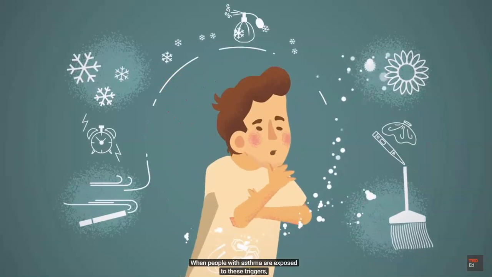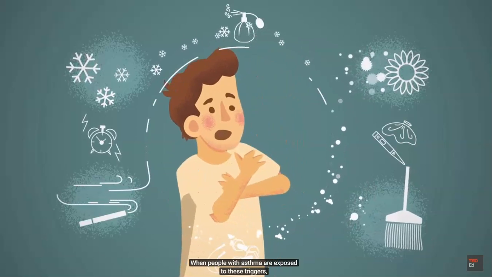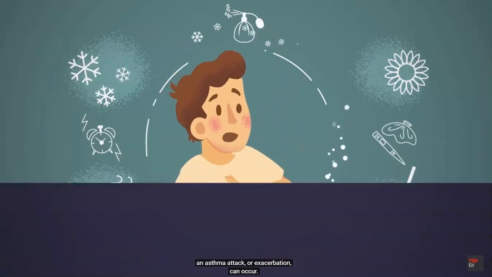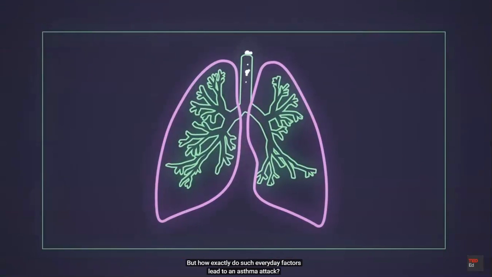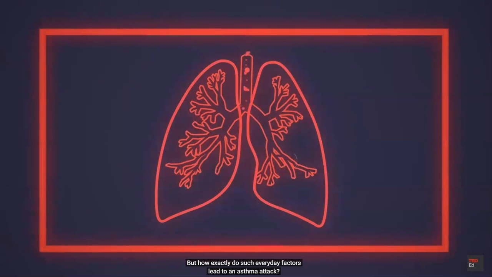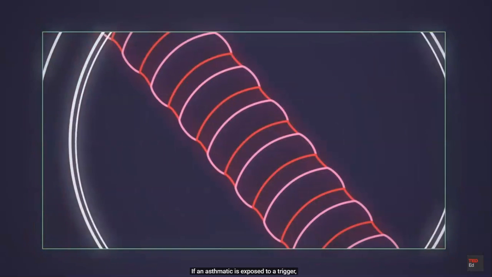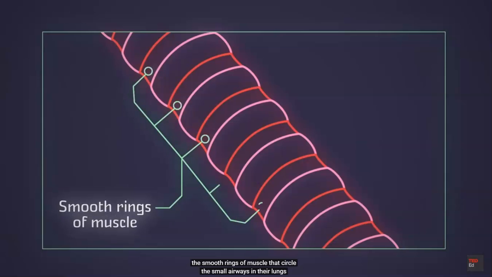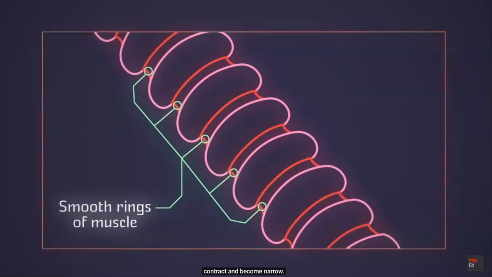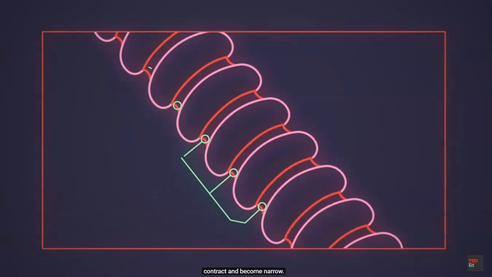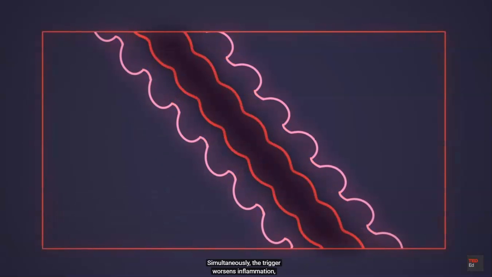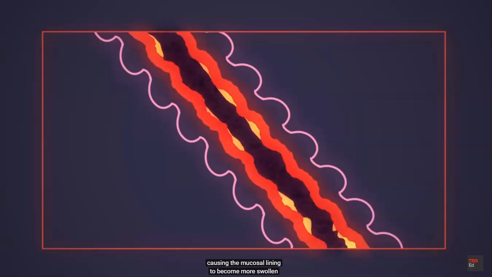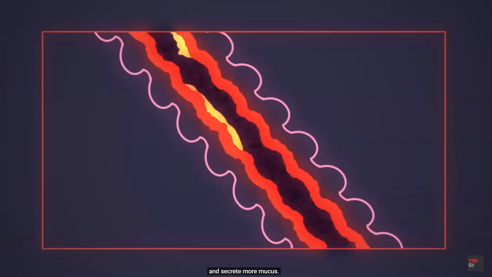When people with asthma are exposed to these triggers, an asthma attack or exacerbation can occur. But how exactly do such everyday factors lead to an asthma attack? If an asthmatic is exposed to a trigger, the smooth rings of muscle that circle the small airways in their lungs contract and become narrow. Simultaneously, the trigger worsens inflammation, causing the mucosal lining to become more swollen and secrete more mucus.